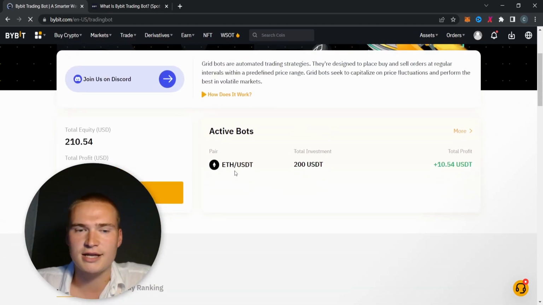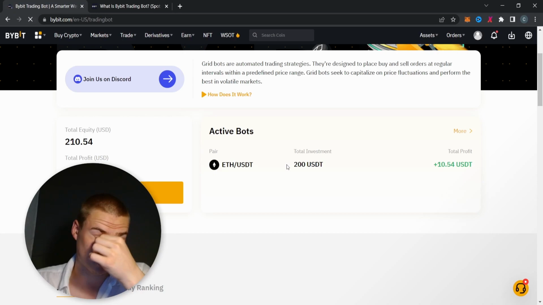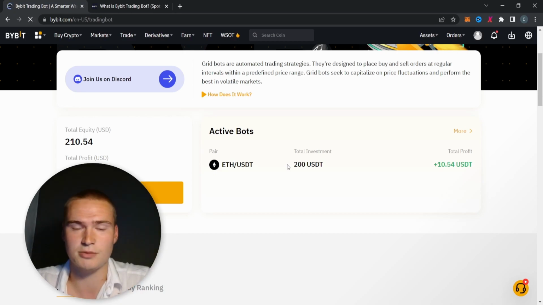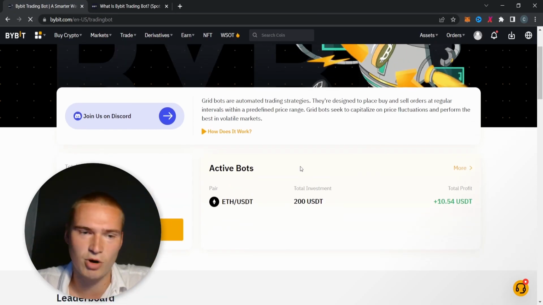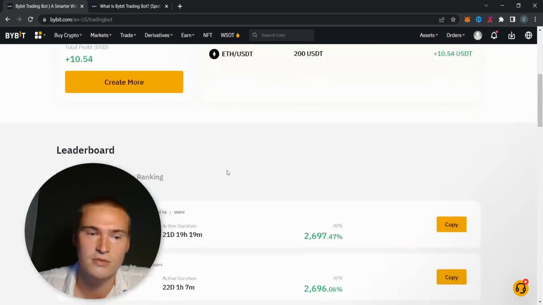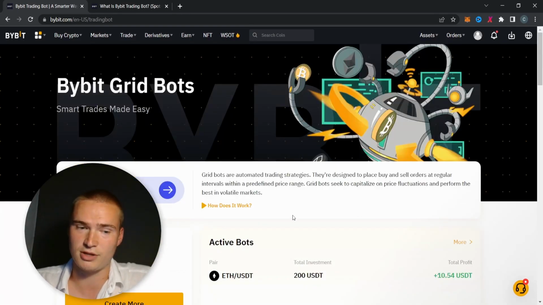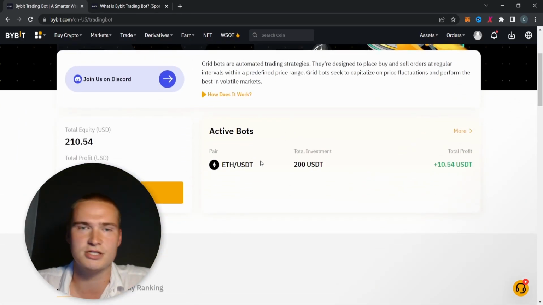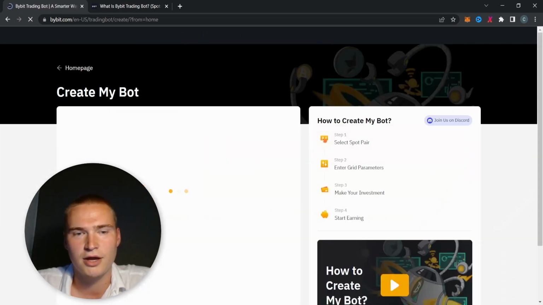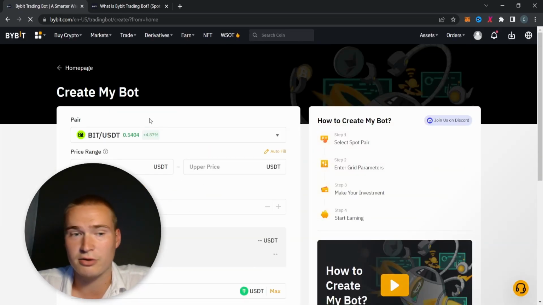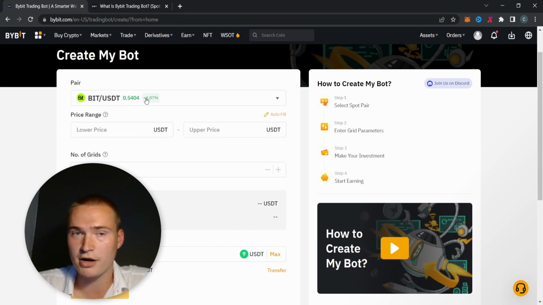Now obviously that isn't the case with every bot. You can also lose money, but it's up to you to make the smart parameters for such a bot. If you want to create a bot like that, you can press create, then create my bot, and then you have to pick a pair. So for example, I want to do it with Solana.